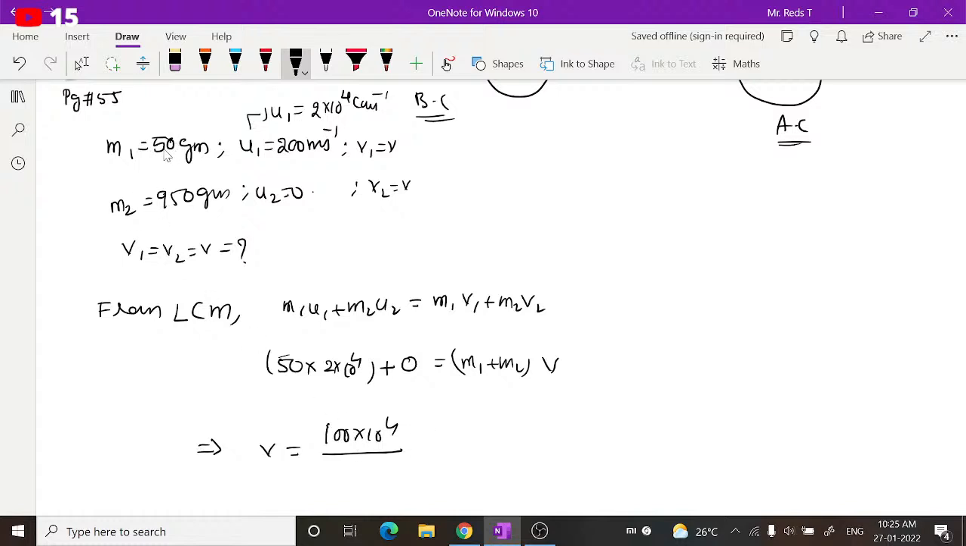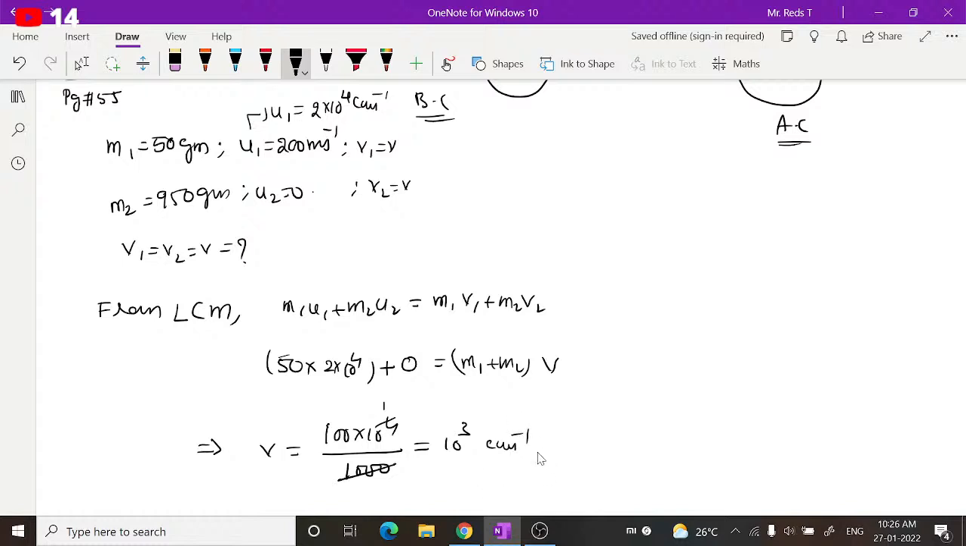Total mass is how much? 50 plus 950 in CGS units. So how much? 1000. This you can write as 10 power 3. So what will you get? Are you taking all in the same system of units? After simplifying, 3 zeros cancel, 1 zero remains. So 10 power 2 and 10 power 1 is 10 power 3. But all parameters we have taken in CGS system, so this will be centimeters per second.